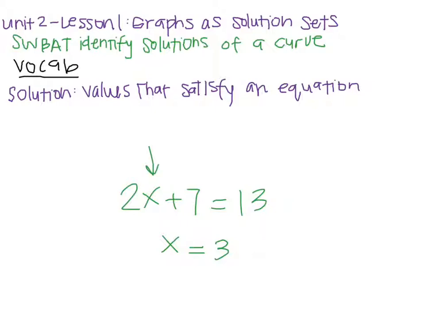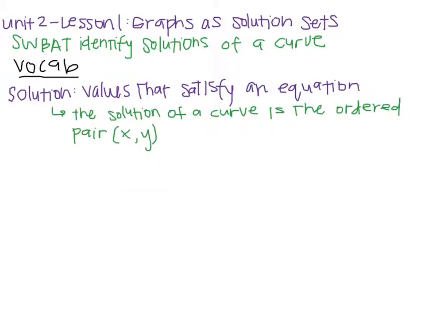place of x. Well, now we're going to be looking at equations that have more than one variable. So these equations would have x and they would also have y. So when we're looking at curves today, and a curve could be a straight line or it could be a line that has a curve in it, the solution of a curve is the ordered pair x, y. So if you think about graphs, the ordered pair x, y would be a specific point on a graph. So we would be looking for a specific point on a graph or a specific point on a curve.